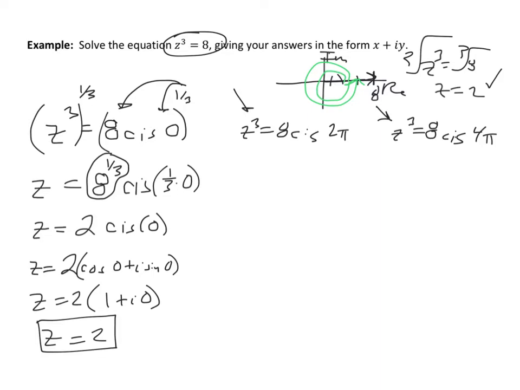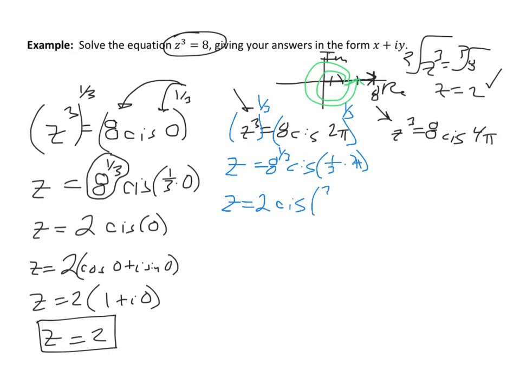First, we raise both sides of this to the 1/3 power. Doing that gets me z on the left. On the right, it's going to get me 8 to the 1/3 cis, and then I multiply that 1/3 times the argument that's inside. This gets me z equals 2 cis 2 pi over 3. And then I can expand this out to find out what it really is: cosine 2 pi over 3 plus i sine 2 pi over 3.